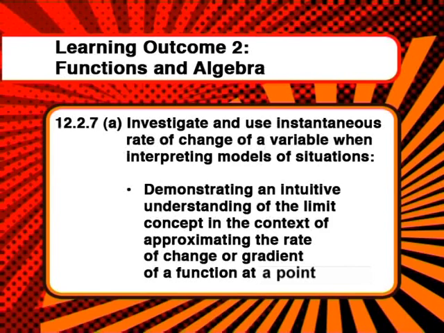Learning Outcome 2, Functions and Algebra, 12.2.7. A. Investigate and use instantaneous rate of change of a variable when interpreting models of situations, demonstrating an intuitive understanding of the limit concept in the context of approximating the rate of change or gradient of a function at a point.